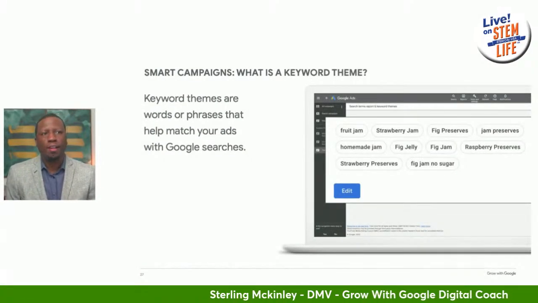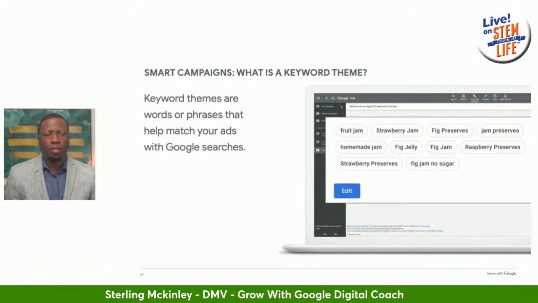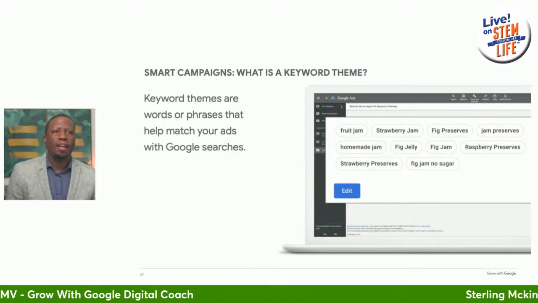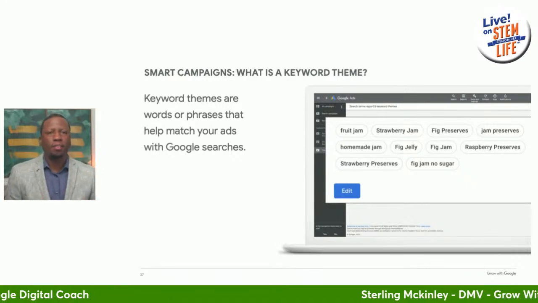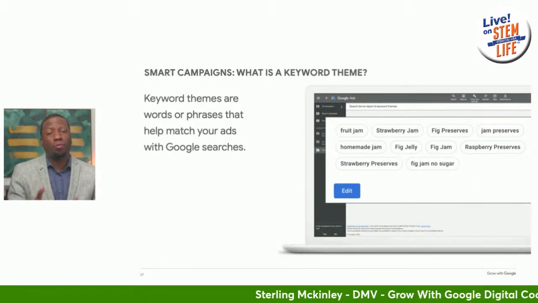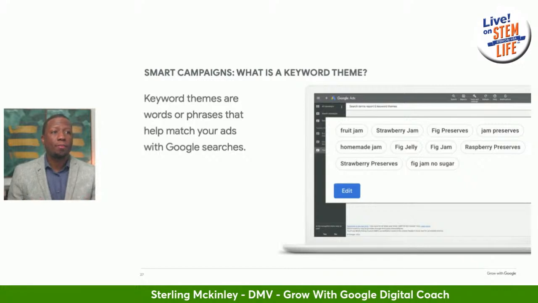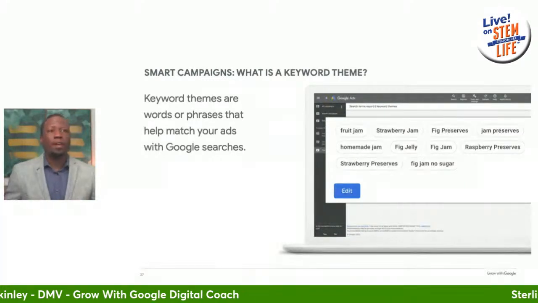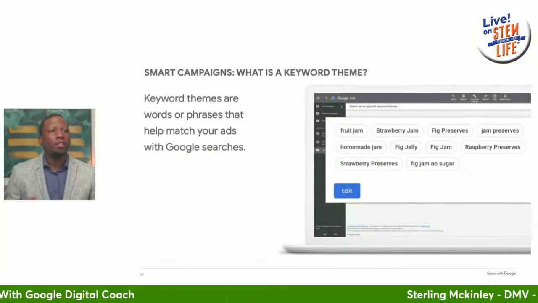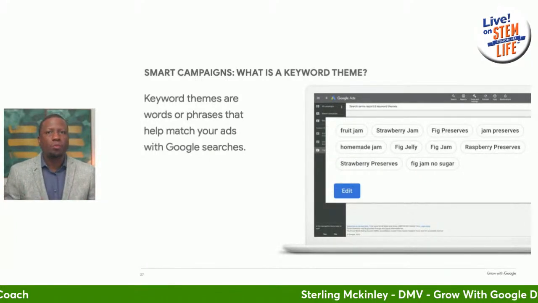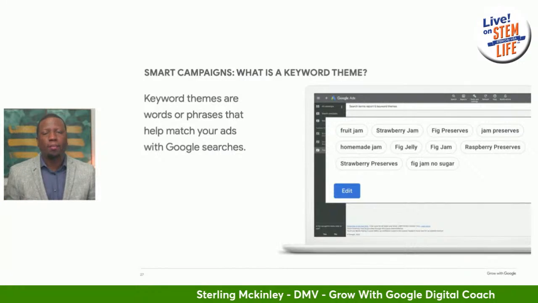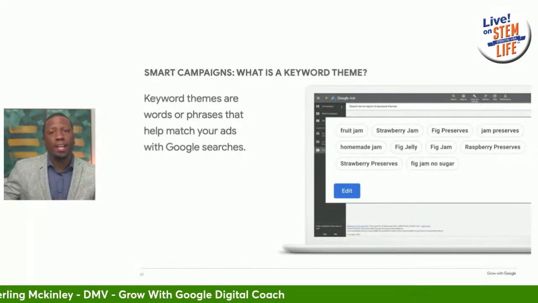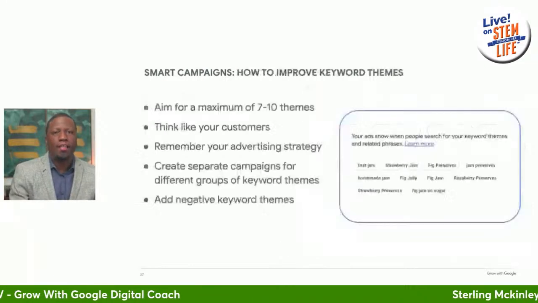Going back to smart campaigns, what is the keyword theme? Keyword themes are words or phrases that might help match your ad with a Google search. Once again, not your exact keyword, but words and phrases that are very similar that might help them find that. A simple one is, let's say, jam. Keyword theme could have jam, strawberry jam, big jam, things like that. So once again, think about themes, think about phrases, those kind of things that may reach your customer. And once again, help them find your ad.